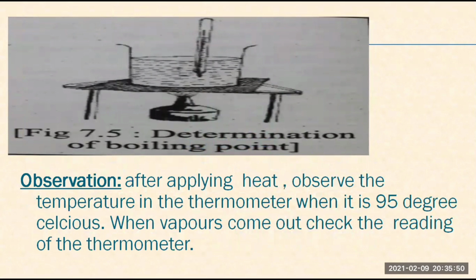Observation. After applying heat, as I already told you, observe the temperature in the thermometer. You will see the mercury go up, and it will reach 95 degrees Celsius. When that temperature is reached, you will see little bubbles in the water. That means it has almost started to boil, but not fully. If you want to see the water fully boil, you definitely have to wait for 100 degrees Celsius.